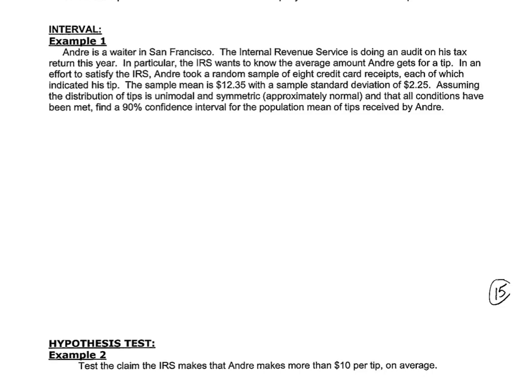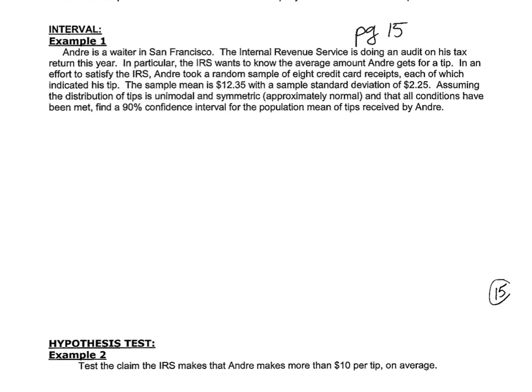Okay, so this is page 15, and we're going to go over how to do the PANIC and the PHANTOMS. So we're starting with this first example on Andre, who's a waiter in San Francisco. The IRS is going to do a tax audit on him. So they want to know what his average amount of tips that he got last year are.